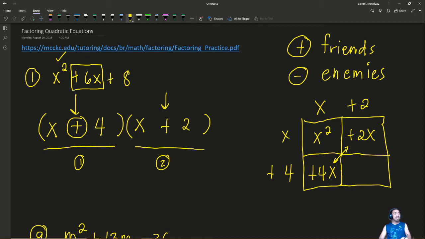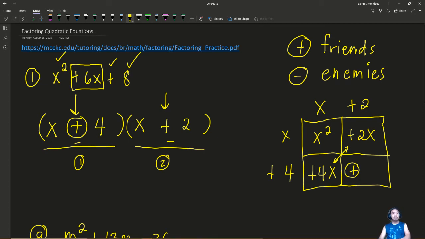And then last, positive times positive will give us a positive value. So that's why they are friends, okay? So positive here, they are indeed friends. And 4 times 2 is 8. Okay, so that's how I got the friends and enemies rule so that it's easier for you to understand.